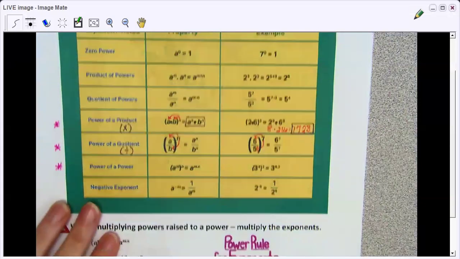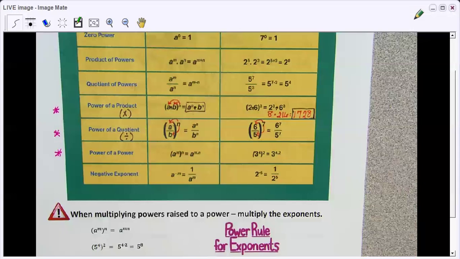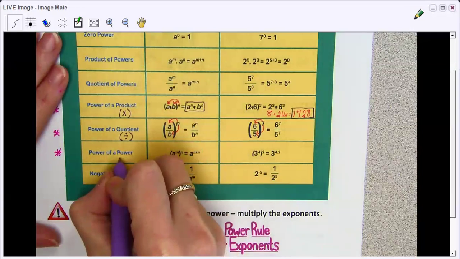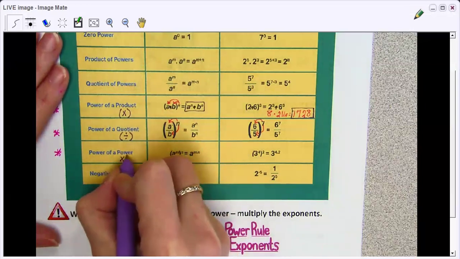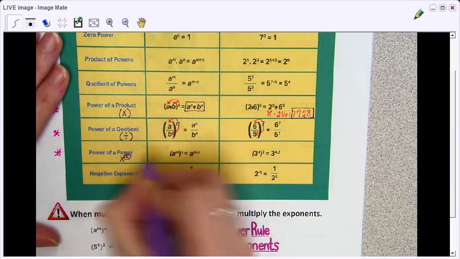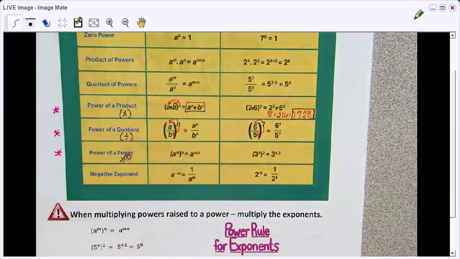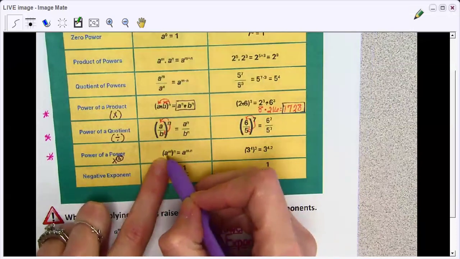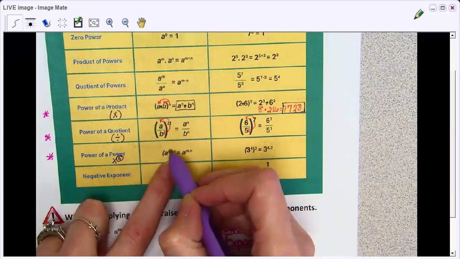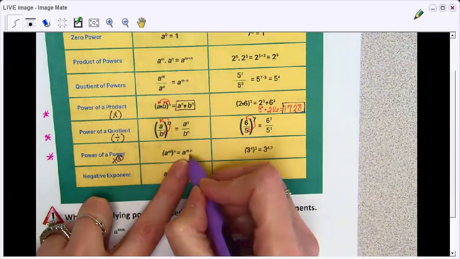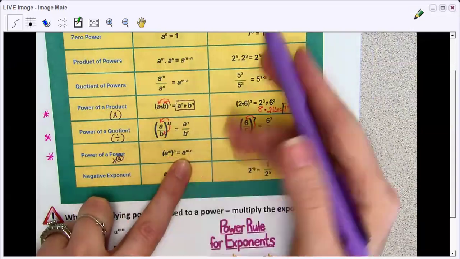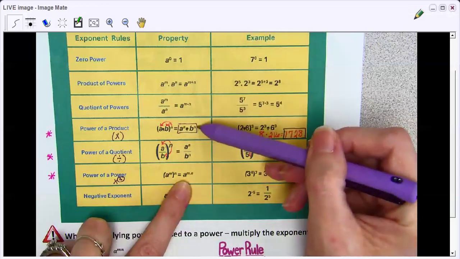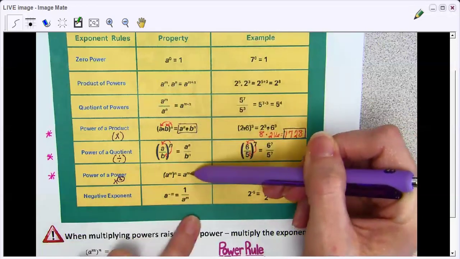The last one is power of a power. In this case, this power is an exponent, like x to the power of 2. We're talking about the exponent. When you have a term with an exponent, or base with an exponent, in parentheses, and that is raised to a power, you're actually going to multiply the powers. So up here, we're adding. Right here, we're subtracting. Here, we're just distributing. Here, we're going to be multiplying.